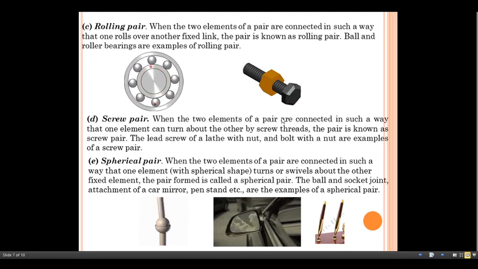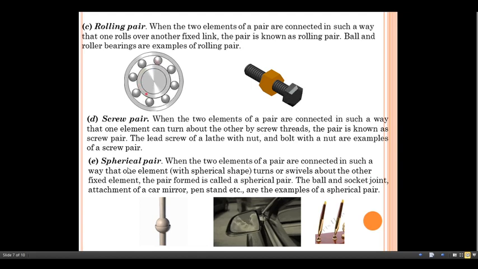When the two elements of a pair are connected in such a way that one can turn about the other by screw threads, the pair is known as a screw pair. The lead screw of a lathe with the nut, and a bolt with the nut, are examples of a screw pair.